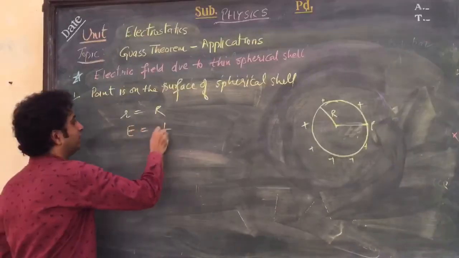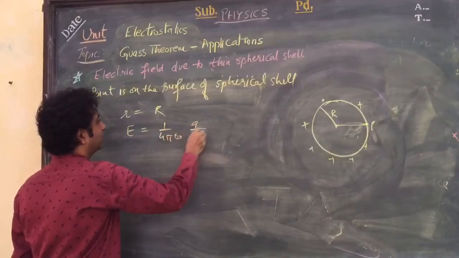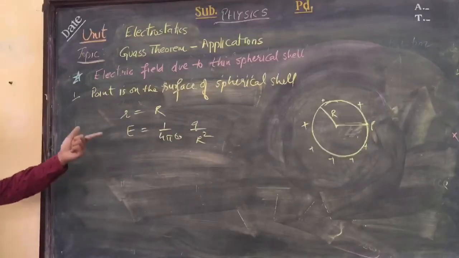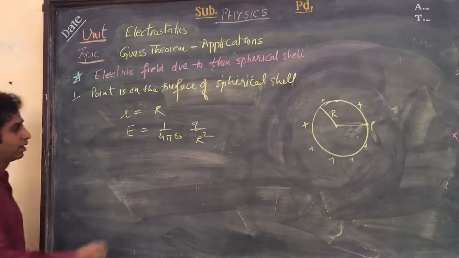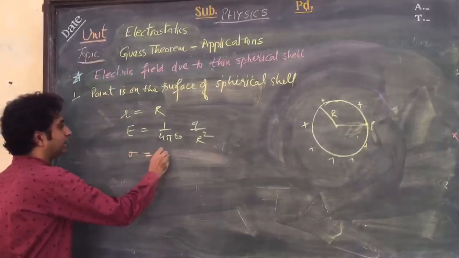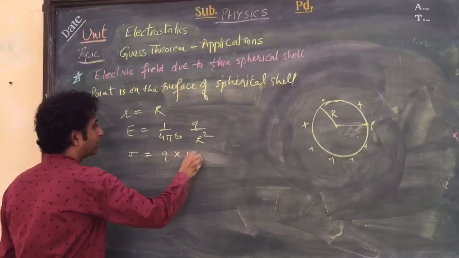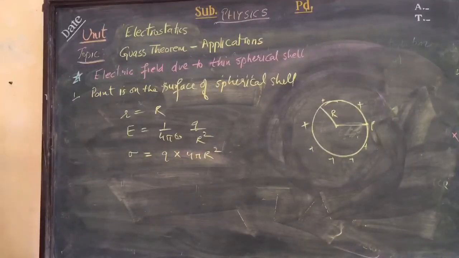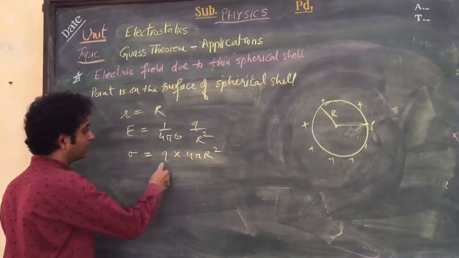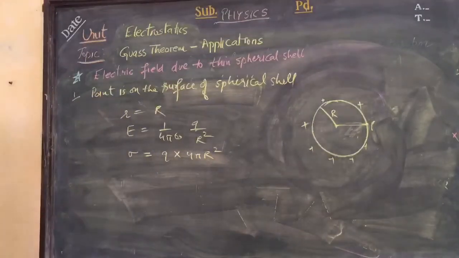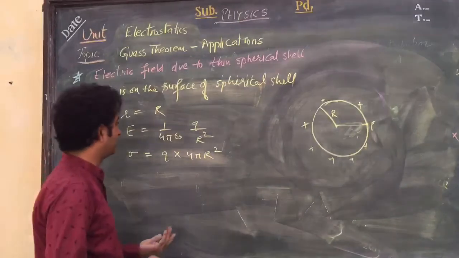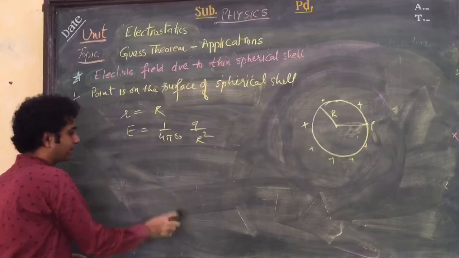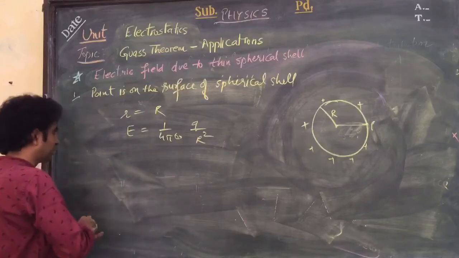Our relation E equal to 1 by 4 pi epsilon naught, q divided by r square, can be written by replacing small r in terms of capital R. Also you can write sigma as q over 4 pi R square. This is the surface charge density on the given spherical shell. So this can also be converted in terms of sigma, and this is the final relation.